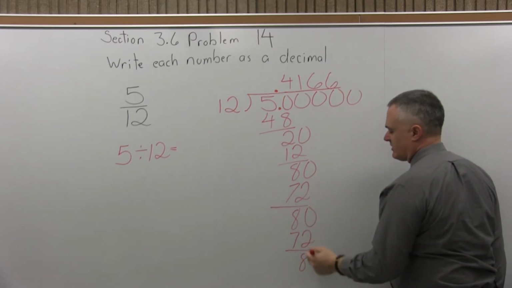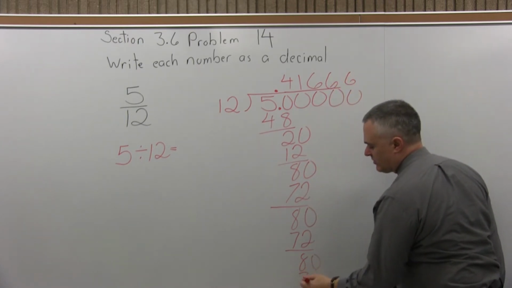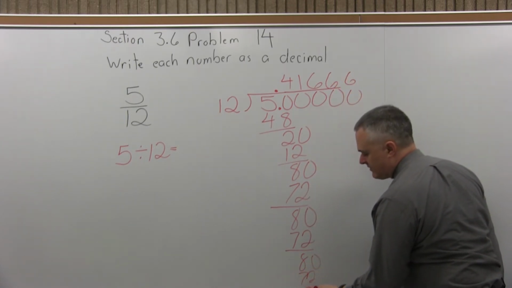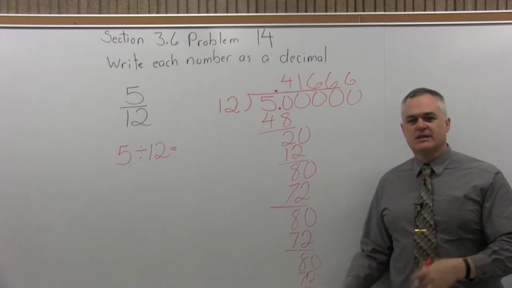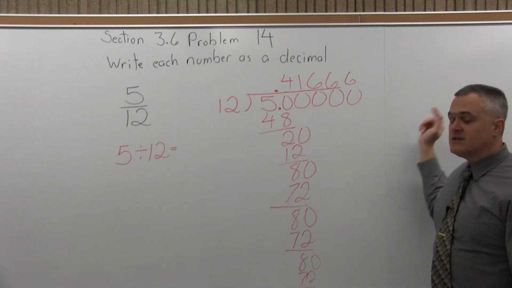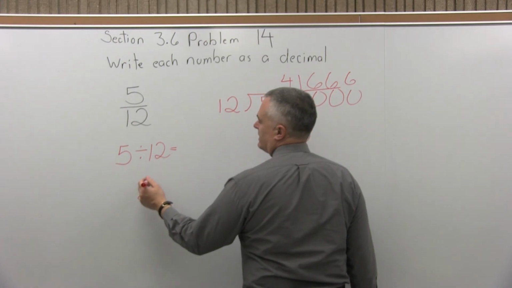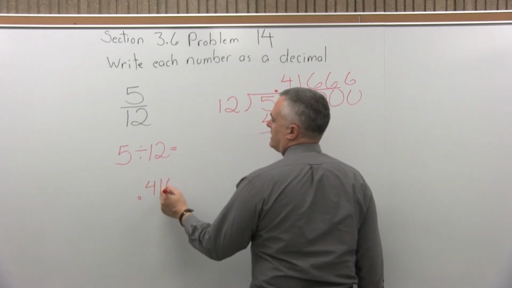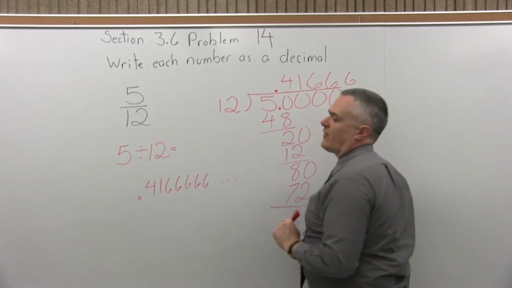I can bring down another 0, but I can see now I'm going to keep doing 6, get 72. When I subtract, I'm going to get 8. And it's just always 8 that turns into an 80. I get a 72. So it's going to keep being 6, 6, 6, 6, 6, 6. It's never going to stop. So the answer is 0.4166666. The 6's go on forever.